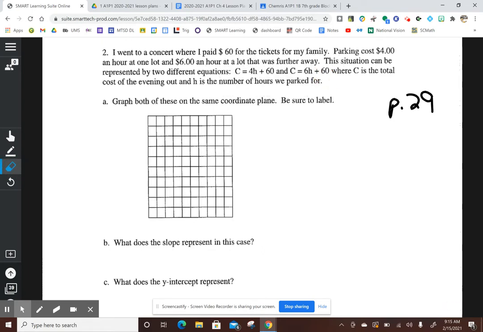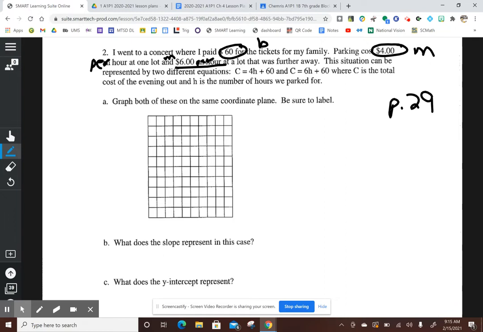Okay, this says I went to a concert where I paid $60 for the tickets for my family. Parking cost $4 an hour, or $4 per hour. So this is going to be the slope. This is going to be the y-intercept, the constant. Okay, and I paid $6 an hour, so that will be per hour, at a lot that was further away. So that would be the slope too.